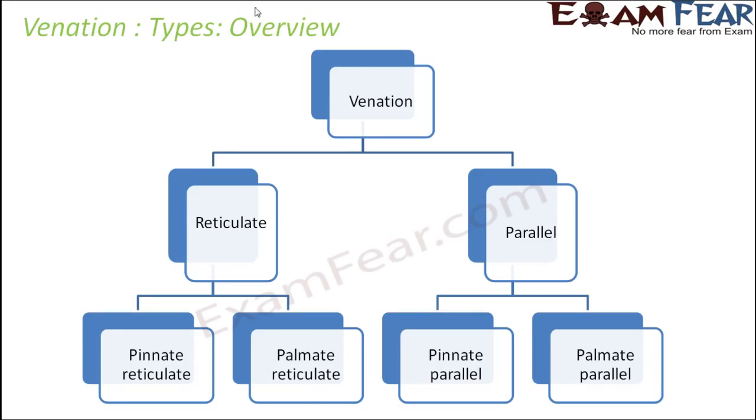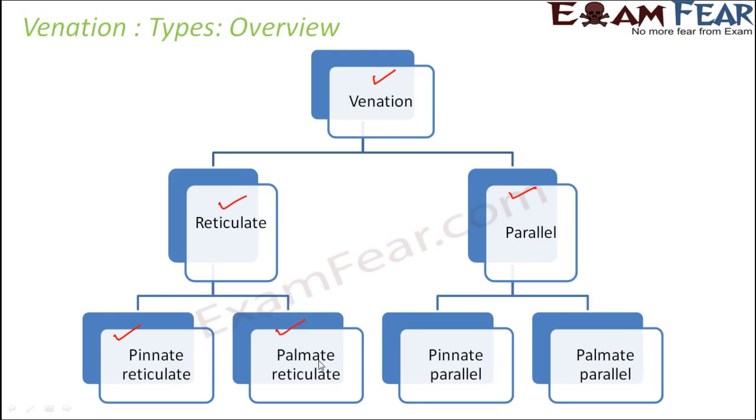What is venation? It is the arrangement of veins on the lamina of a leaf. There are two types of venation, reticulate venation and parallel venation. In reticulate venation, the veins and veinlets are arranged in a haphazard fashion, forming a network. Whereas in a parallel venation, all the veins are arranged parallel to each other. Now again, reticulate venation is of two types, pinnate reticulate and palmate reticulate. Pinnate reticulate is the one where we have one strong midrib and all other lateral veins are haphazardly arranged.